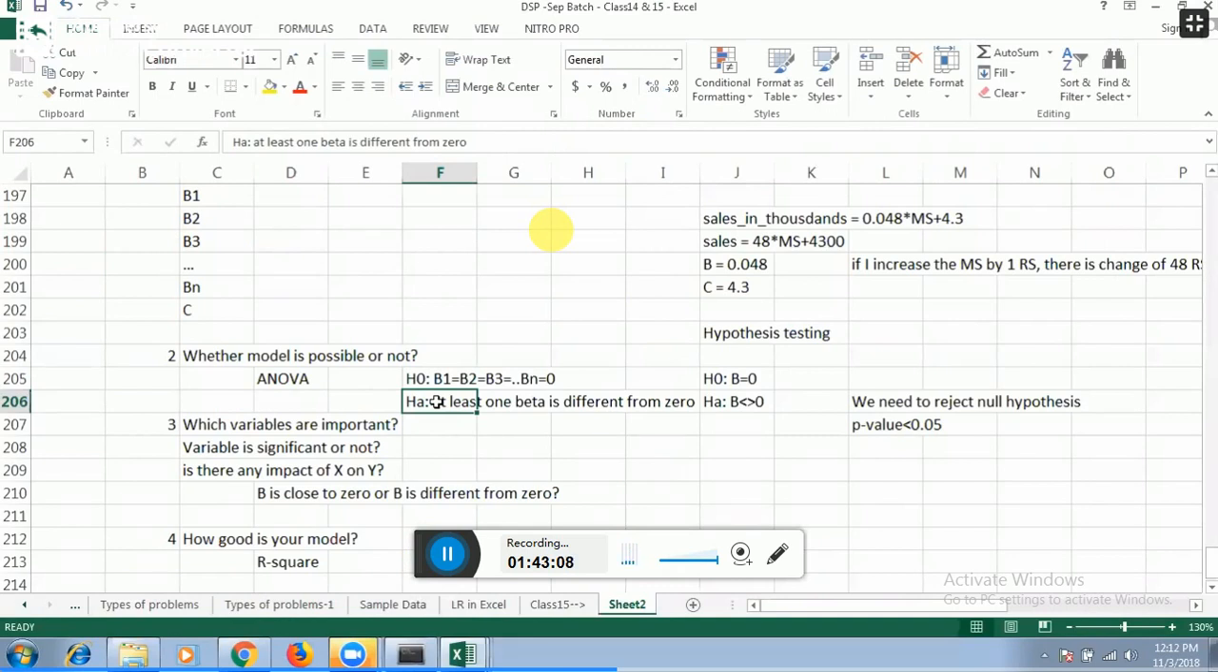That means that at least one of the beta coefficients is different from 0. That means at least one variable is making a significant impact on your Y. Now tell me, how do you know that at least one variable is significant? Now, which of those variables are significant? This is the next step we need to look at.